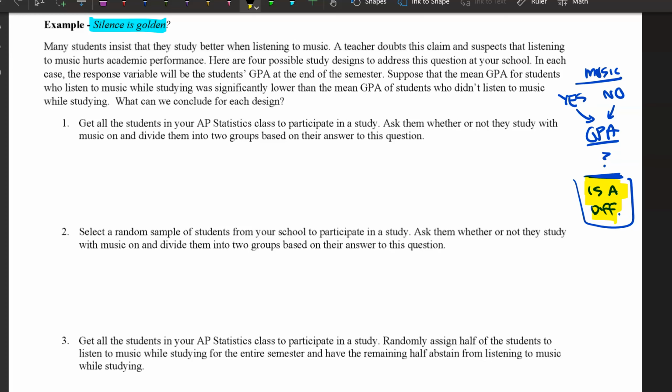Okay, so get all the students in. So here's the study. We got all the students in the AP Stat class to participate in the study. So I just asked the kids that are in my class whether or not they study with music on, and divide them into 2 groups based on their answers to this question. So I asked the kids in my class, do you listen to music when you study, or do you not listen to music when you study? I put them into the 2 groups. I look at their average GPA and I see there's a significant difference. So what can I conclude?